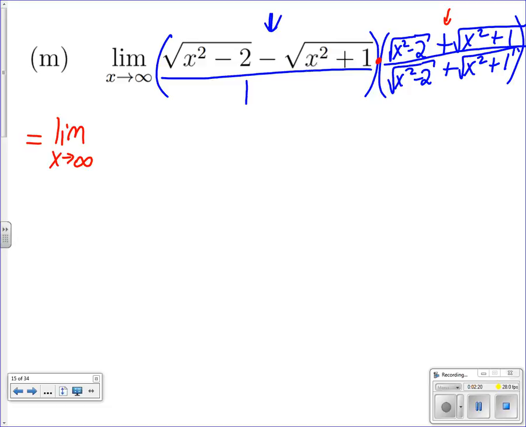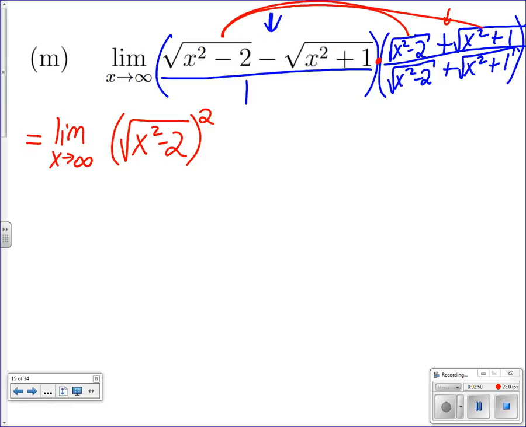If we take the first times the first, we have the square root of x squared minus 2 times the square root of x squared minus 2. Now, I can just say I'm going to square that. Going with the outer, we just end up with positive square root of x squared minus 2 times the square root of x squared plus 1.